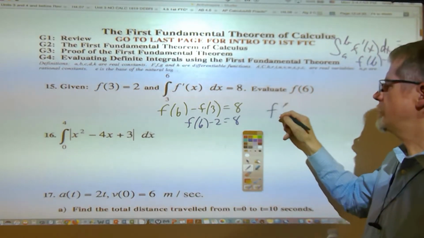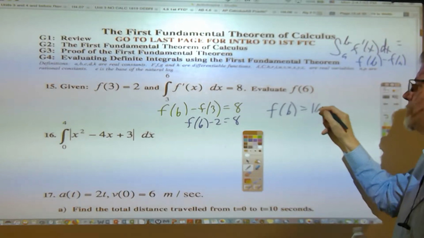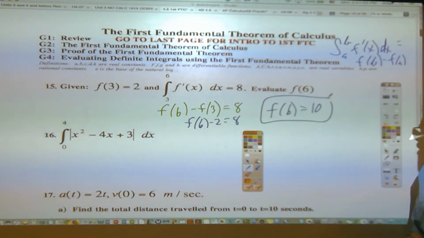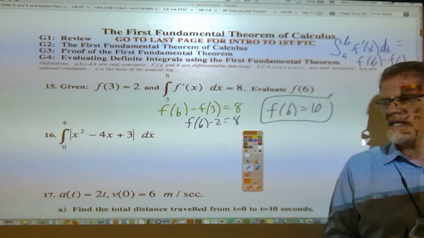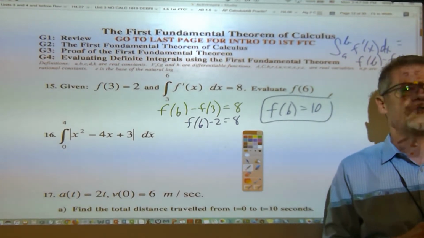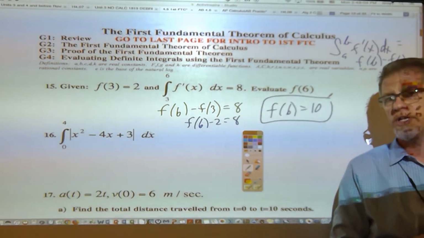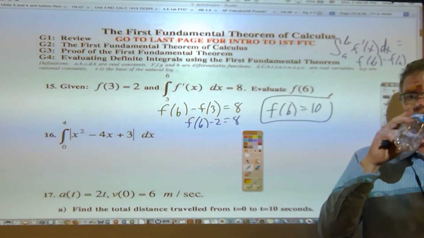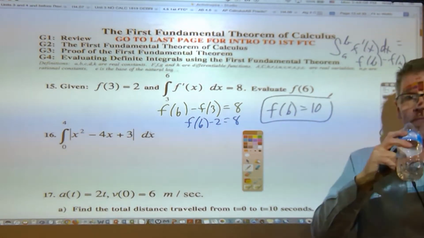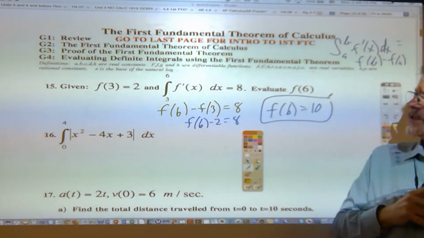So there's nothing to do on this problem from here except add 2 to both sides. Notice how these really intimidating looking problems, if you know the fundamental theorem, they cash out to a number pretty quickly. Not a lot to it. Any questions on problem 15?